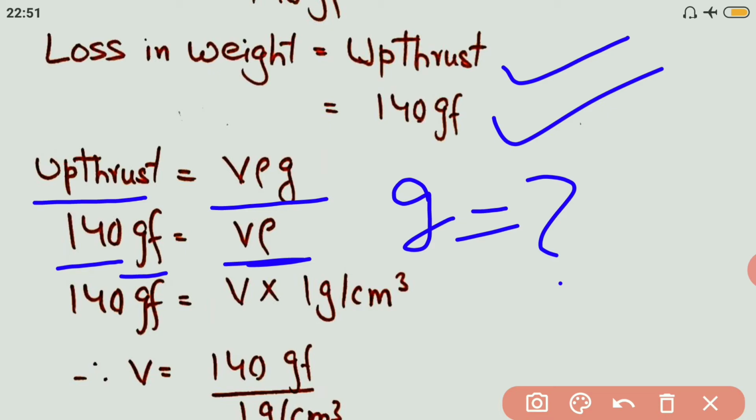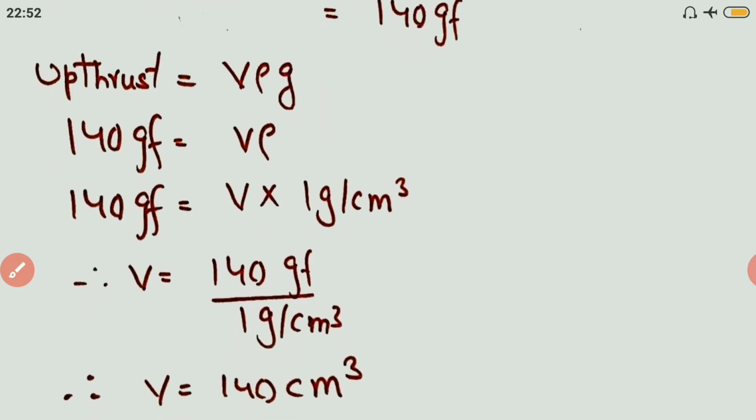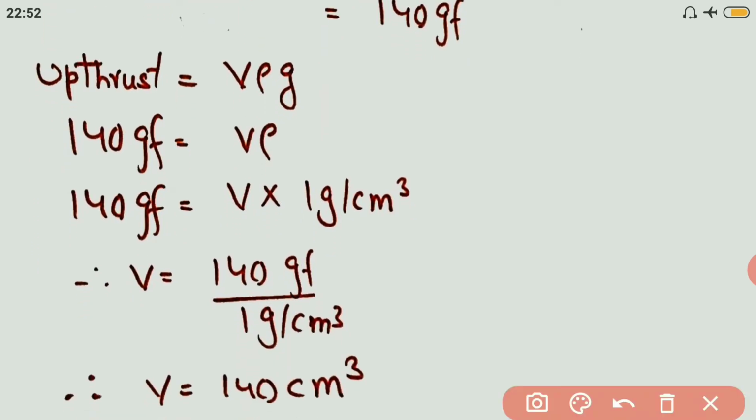Now 140 gram force is equal to V times rho, whose value is 1 gram per centimeter cube. This is our assumption because we are assuming the density of water to be 1 gram per centimeter cube. So therefore V, after cross multiplication, will be 140 gram force upon 1 gram per centimeter cube, which finally gives me 140 centimeter cube. I hope this is clear, right? I can go to the next question, which is question number 3.